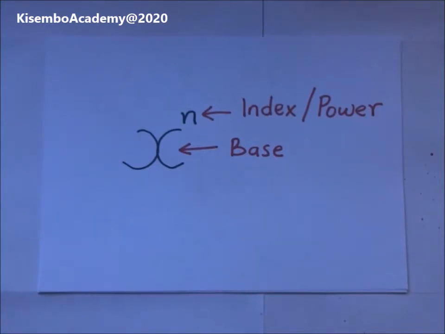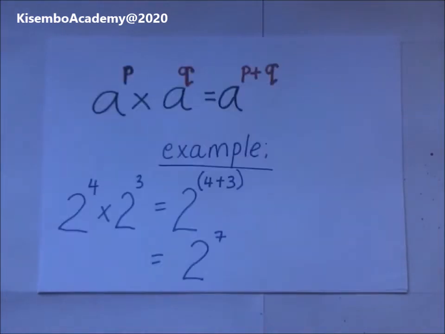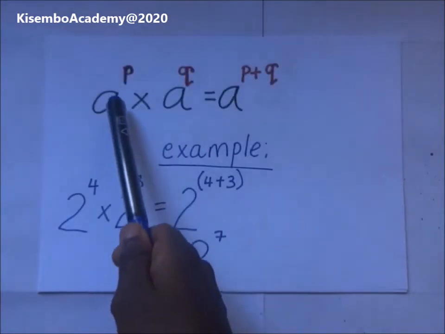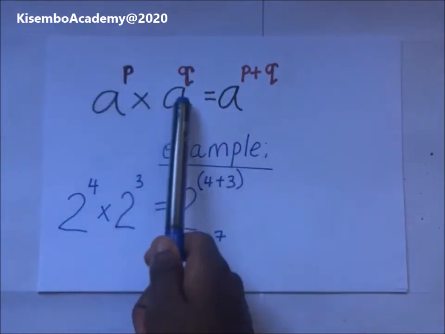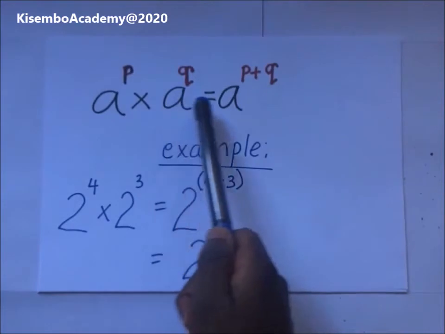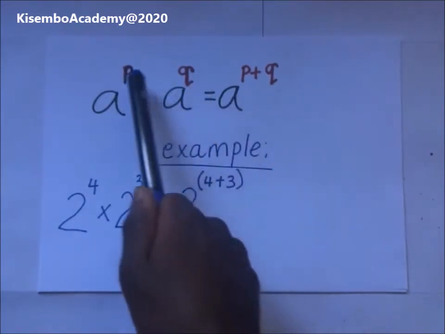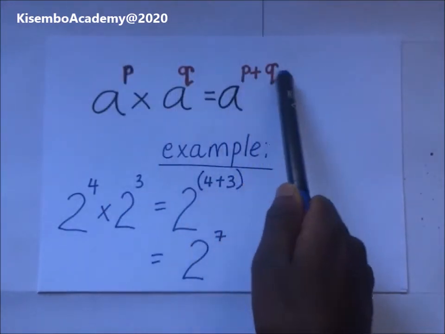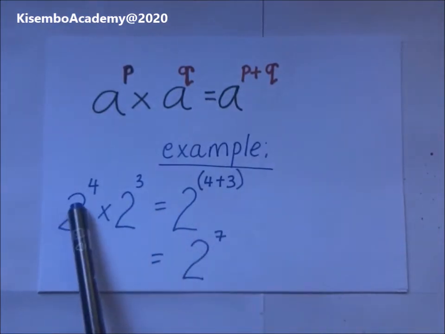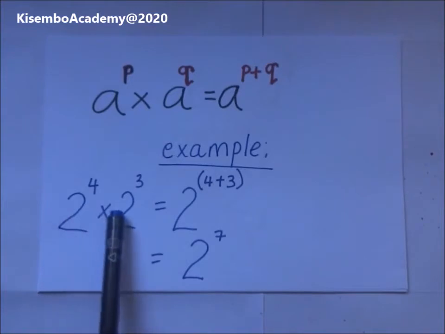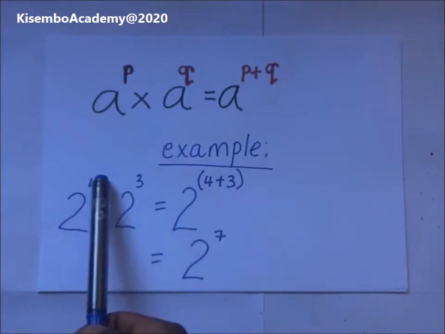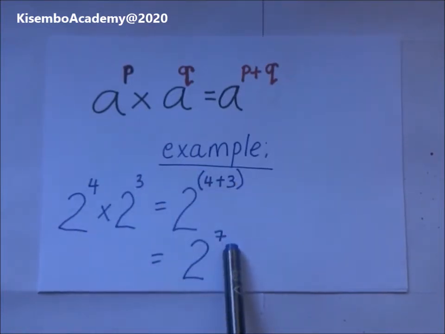These are the very laws we use when we are calculating and manipulating numbers that involve indices. In general terms, if we are having a to the power p times a to the power q, if the bases are the same, then you simply call it one base and you add the powers. So it's going to be a to the power p plus q. For example, you're having 2 to the power 4 times 2 to the power 3. The bases are the same, it is 2. So you simply maintain the base and you add the powers, 4 plus 3, giving us 2 to the power 7. This is when you're multiplying indices.